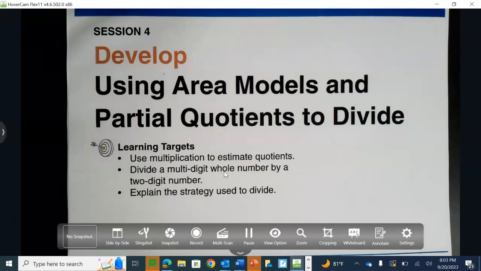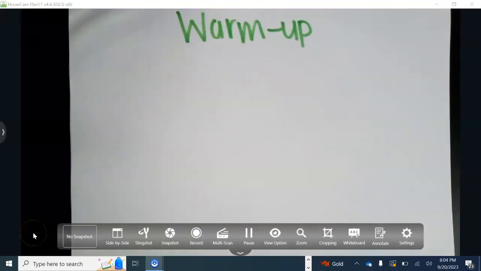So we are going to practice using estimation. We're going to divide multi-digit whole numbers by two-digit whole numbers, and explain the strategy that we use. So area model is going to be that main strategy that we've been practicing. Partial quotients kind of goes with our area model that we've been working on. We're going to start with our math warm-ups.